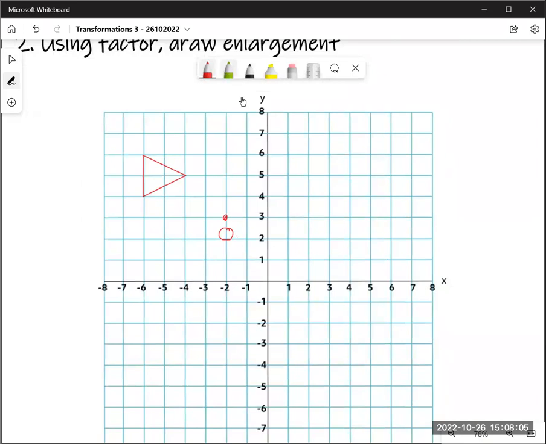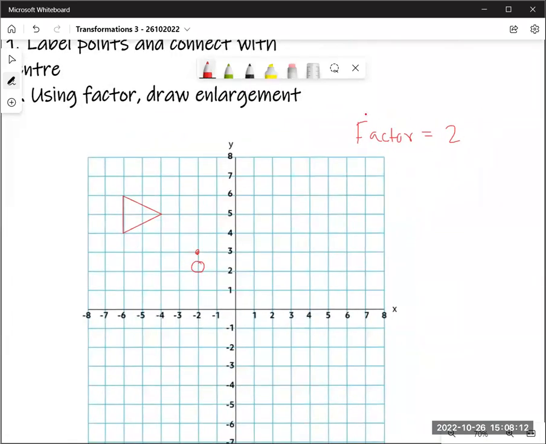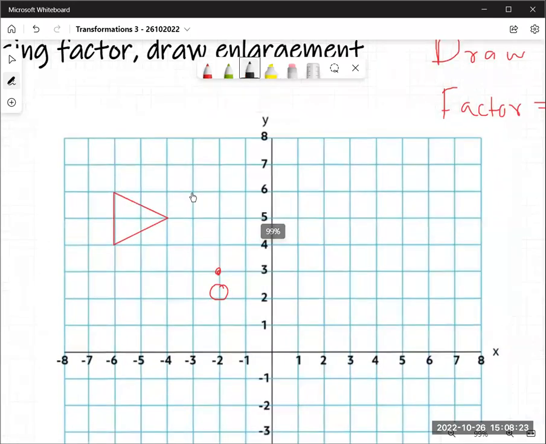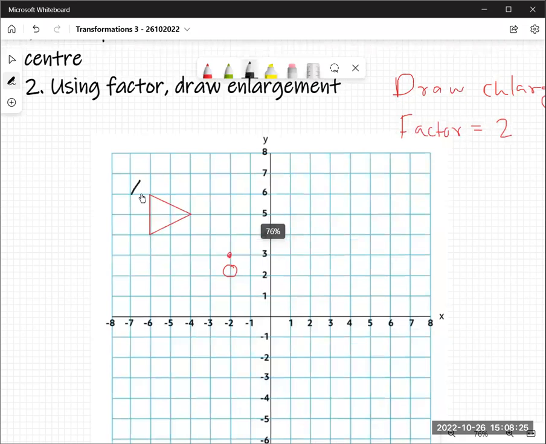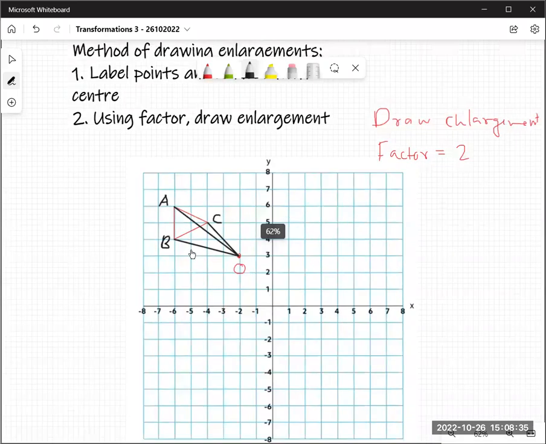Now my job is to find the enlargement by a factor of, let's say, 2. So draw the enlargement. All I have to do is label the points A, B, C. Join these, join these, join these. Done. I've joined them. Now what do I do after this?